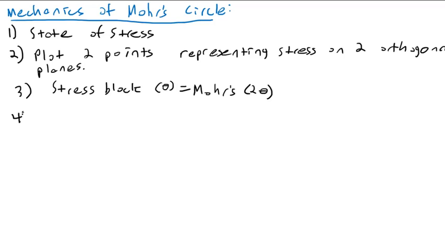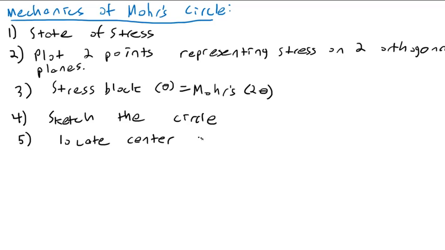Okay, so four, we sketch the circle. And to do that, we need a few things. We sketch the circle just by taking the two points. We basically just plot two points and draw a circle around them. Then we locate the center using sigma average equals sigma x plus sigma y over 2.